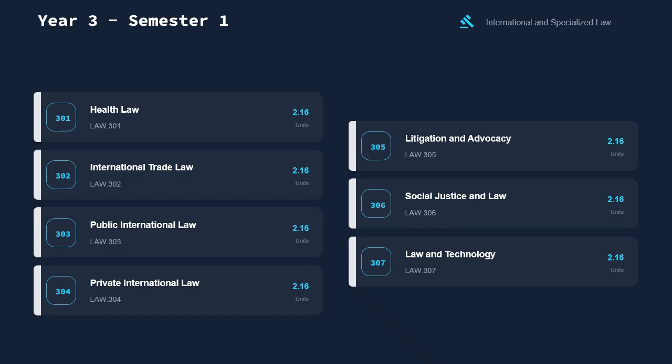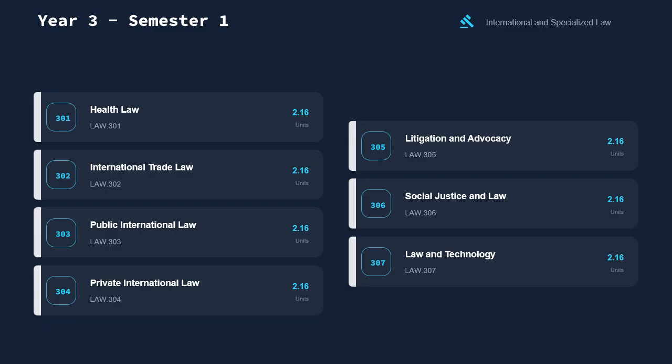Course: Law.303, Public International Law. Foundations of Public International Law: Sources, Subjects, and Structure. 1.1 Sources of International Law, Article 38 ICJ Statute. Public international law governs relations between states and international actors.